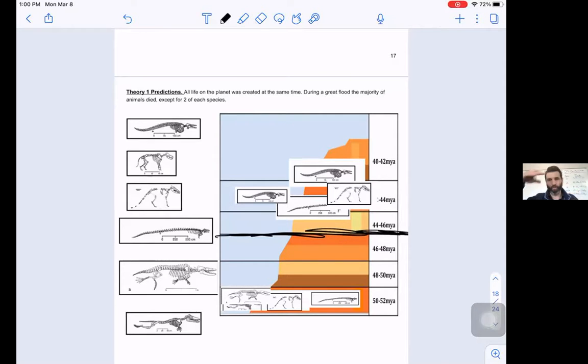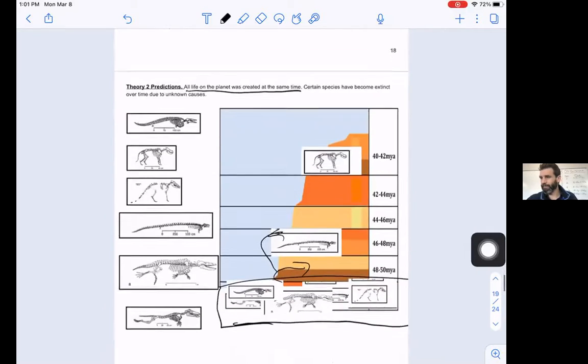It's going to appear in a whole new layer of rock. So what we'd expect though is if all life was created at the same time, that we should see a mixture of all of these fossils together at some point in time. That's a critical feature. If all life was created at the same time, we should see a mixture of all of these fossils. The idea would be that all of these lived basically at the same time. And by random chance, all of them would have had members of their species die within a 2 million year period. So we should see them all at the same time.